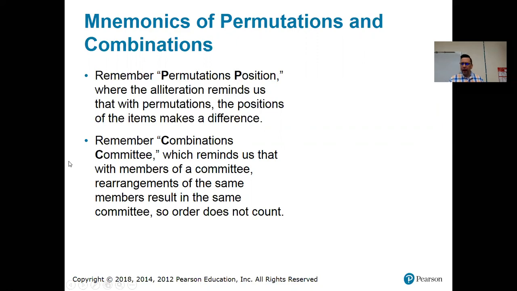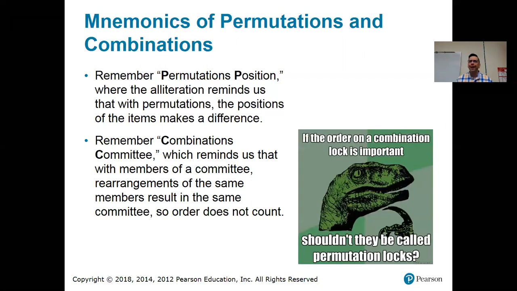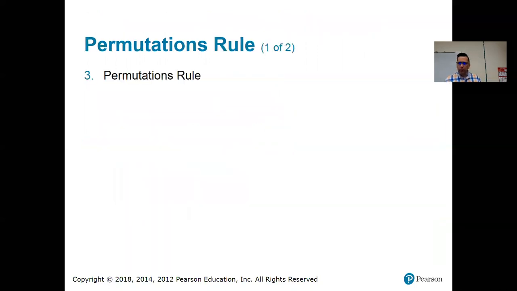And this next thing is something that I don't remember where I saw. Maybe somebody put it on my Facebook. If the order on a combination lock is important, and it is, then why isn't it called a permutation lock? So that is not a good way to remember the difference between a permutation and a combination. Do not think about combination locks, all right? Because with those, order is important. All right, so permutations rule.